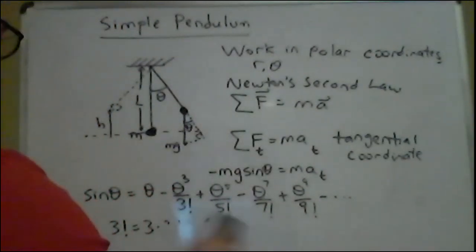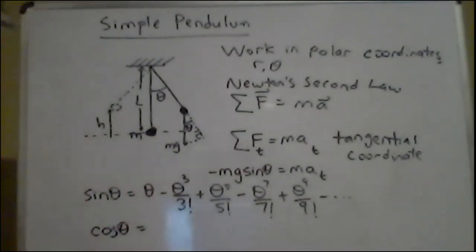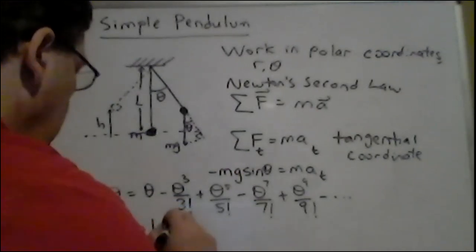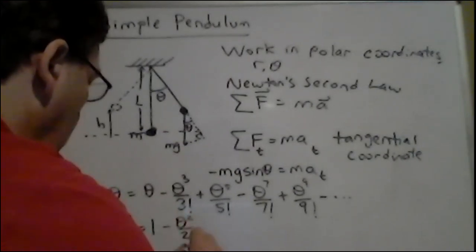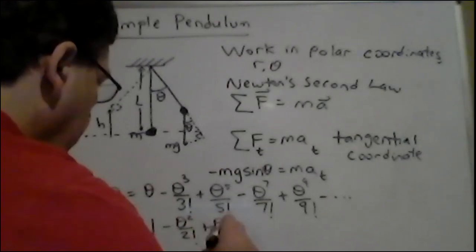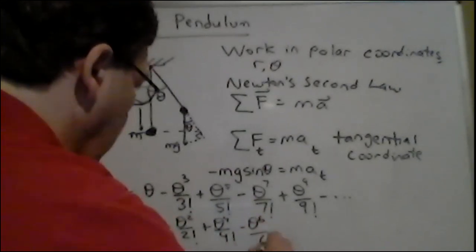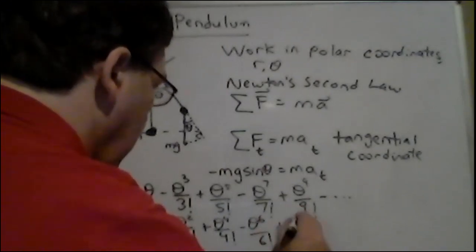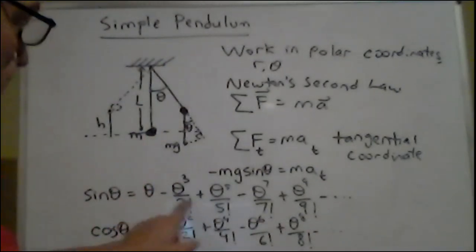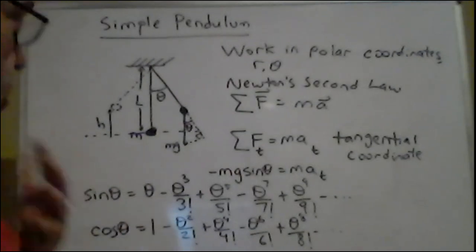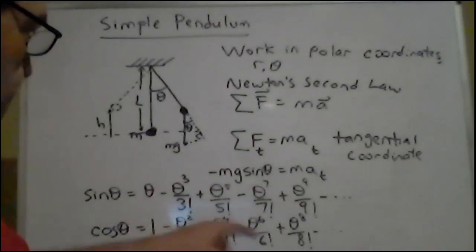Cosine is also an infinite series. Cosine of theta would be defined as, for instance, 1 minus the evens, theta squared over 2 factorial plus theta to the 4th over 4 factorial minus theta to the 6th over 6 factorial plus theta to the 8th over 8 factorial, and on forever. And again, one thing to keep in mind here is these series, their signs alternate. So not only is it an infinite series, it's an alternating series. Plus, minus, plus, minus, plus. Again, cosine, plus, minus, so on and so forth, right?